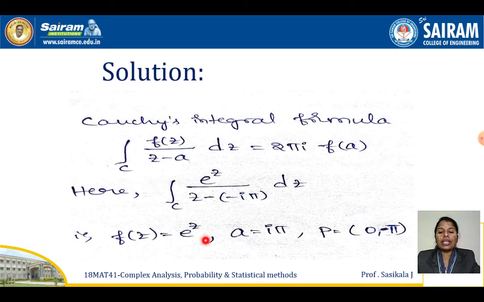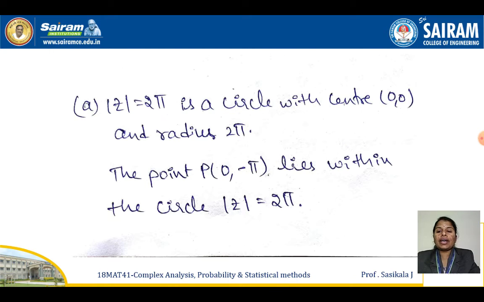So as per the general form, f(z) is e^z. And what is the point a? The point a is -iπ. And what is the point here? The point is nothing but (0, -π), because a is -iπ. The x value is 0, there is an imaginary part alone, so it is (0, -π). Now you can go for your first one.